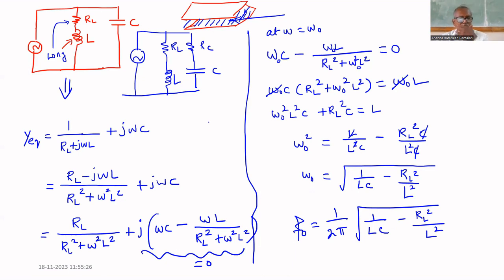Take this down. Find the resonant frequency for the circuit for which we have just derived it, when RL equals 5 ohm, L equals 0.5 Henry, and C equals 0.5 microfarad.